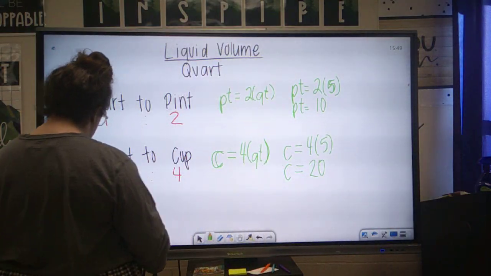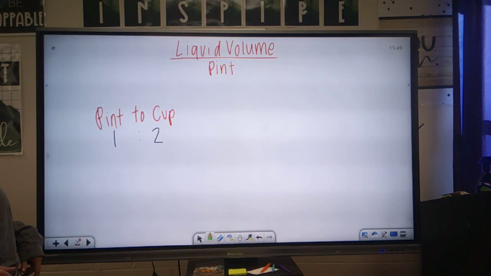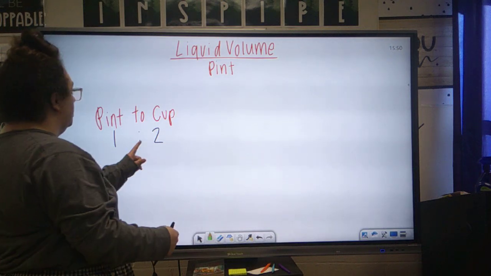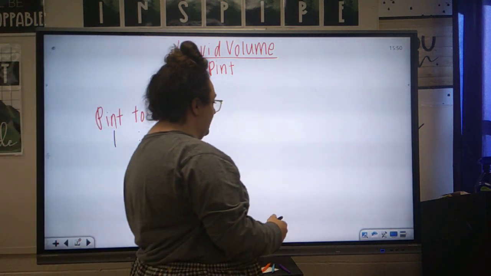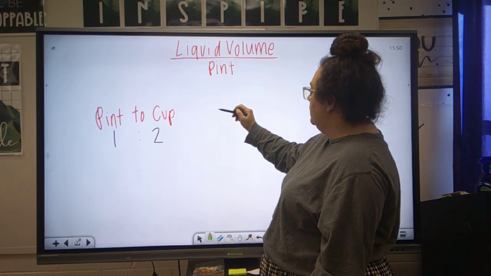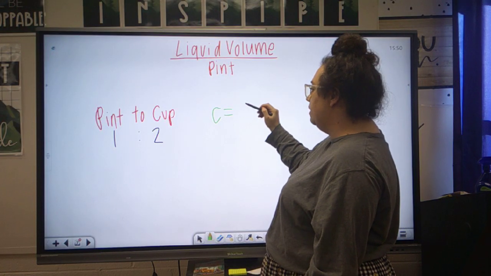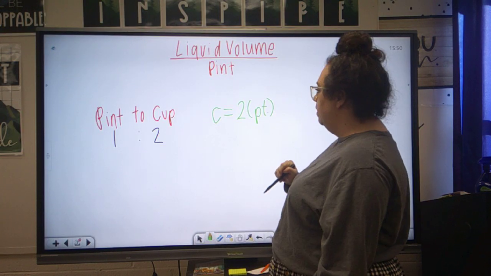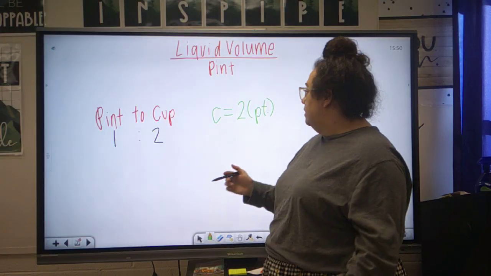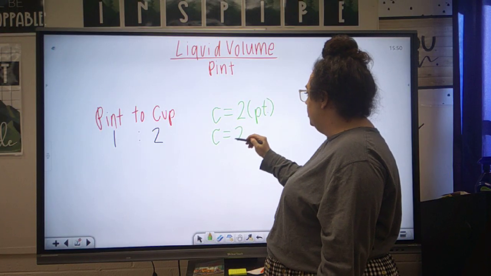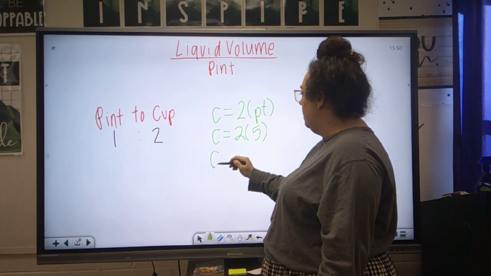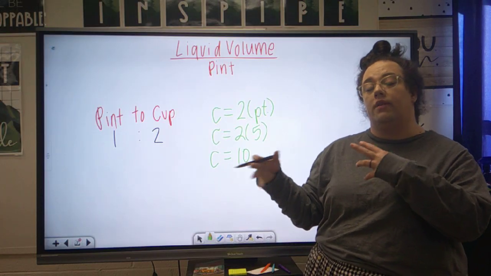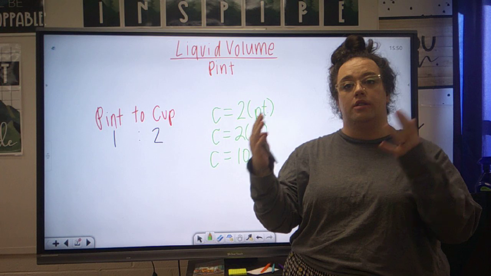And then the last one we're going to look at is pints to cups. So cups is the smallest unit, pints is the larger one next to it. So there are 2 cups in every pint. And so that means I'm going to take cups is equal to 2 times the number of pints. So again, if I had 5 pints, I would say cups is equal to 2 times my 5 pints, and that means I have 10 cups. So this is how you would convert liquid measurement from larger units into smaller units.